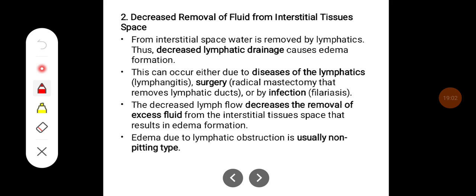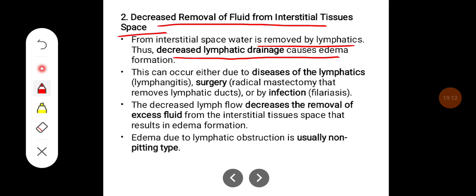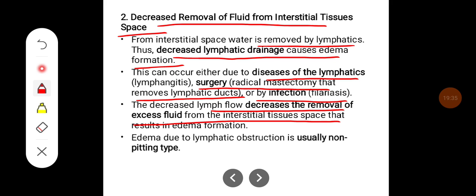Then edema occurs because of the decreased removal of fluid from the interstitial space. From the interstitial space, water is removed by lymphatics. Thus, decreased lymphatic drainage causes edema formation. This occurs either due to disease of the lymphatics, that is lymphangitis, or surgery, where you can see it in radical mastectomy after removal of the lymphatic ducts, or it can occur by infections, for example, filariasis. The decreased lymphatic flow decreases the removal of excess fluid from the interstitial tissue space that results in edema formation.